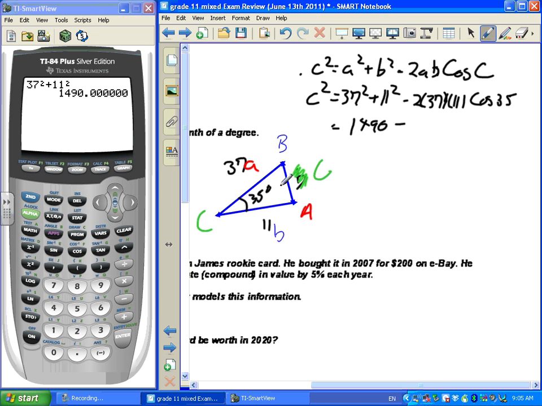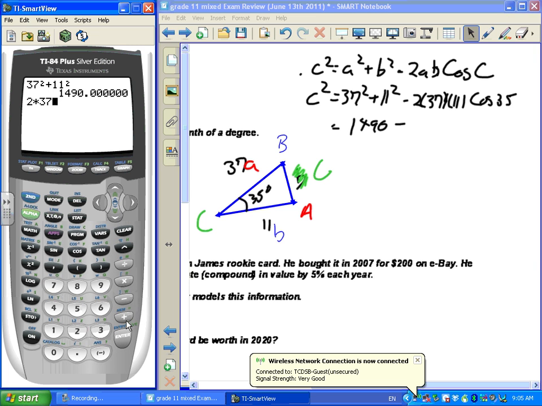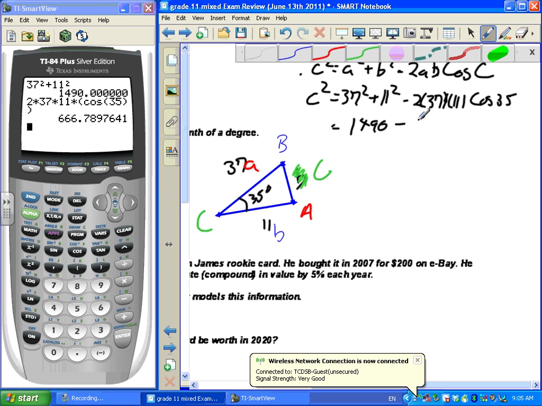Subtract it by 2 times 37 times 11. And that also is multiplied by cos 35. Okay? I put cos 35 in brackets because I want the calculator to calculate that first and then multiply it by 11, 37, and 2. So our number becomes 666.789.